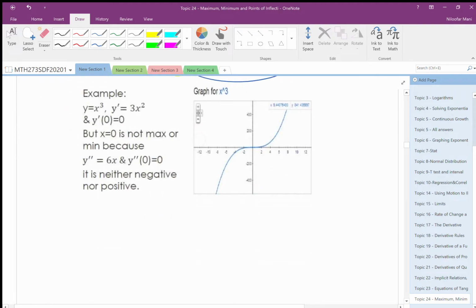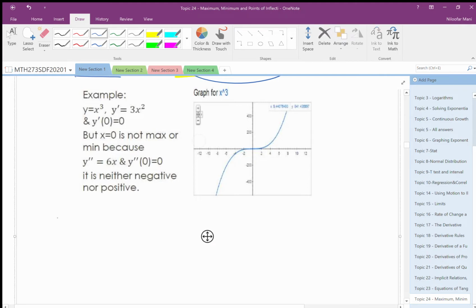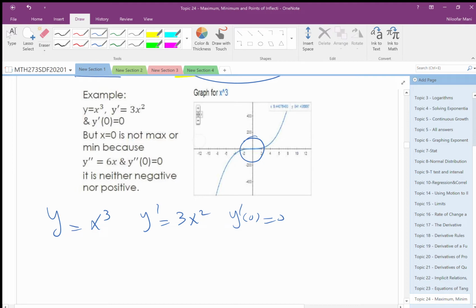Look at the function. The function here is y equals x cubed. What is the first derivative? 3x squared. So y prime at 0 is 0, yes. But when I look at the graph, I don't see a maximum or minimum. I just see it's going up.